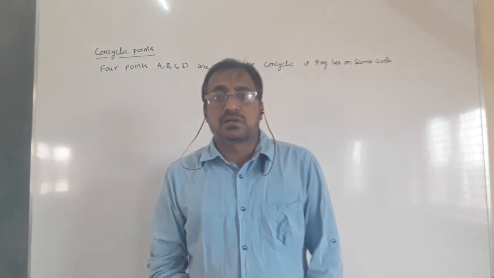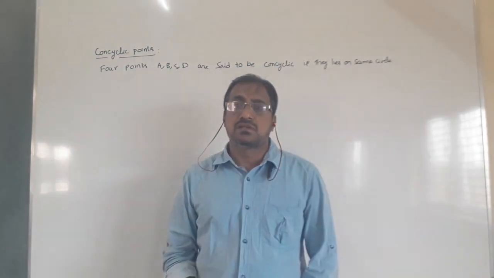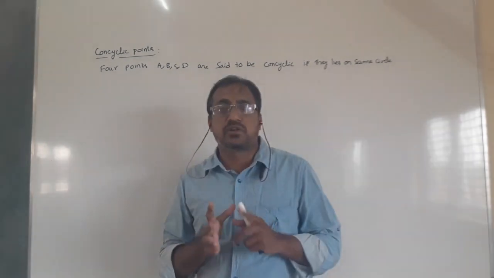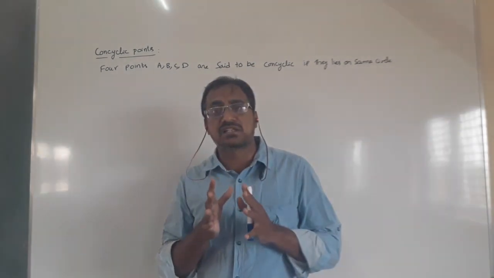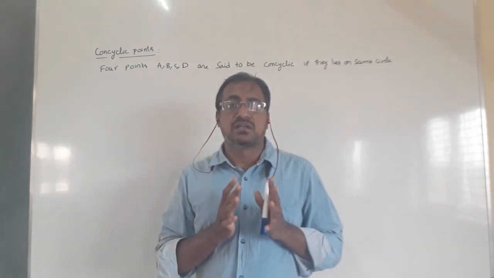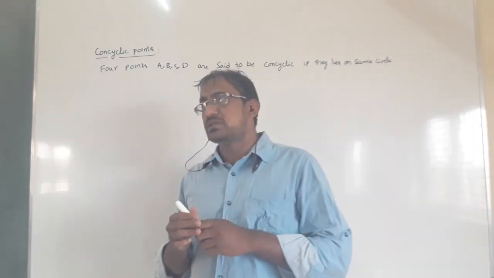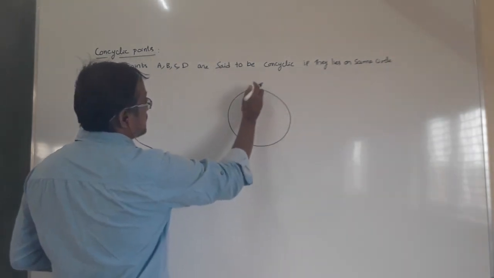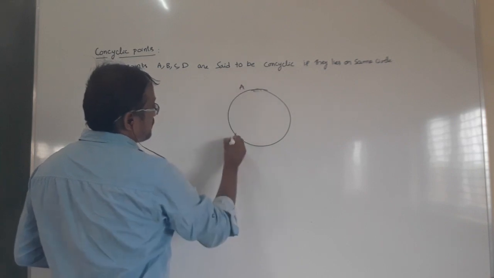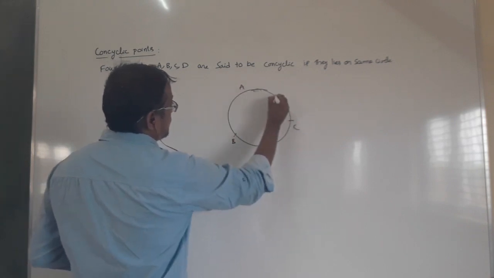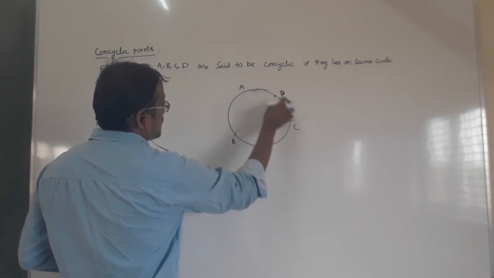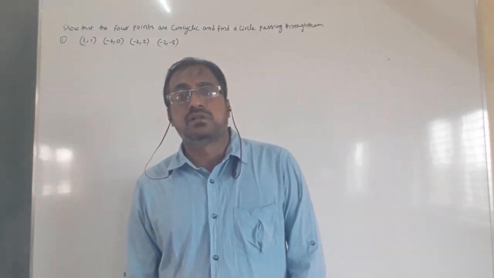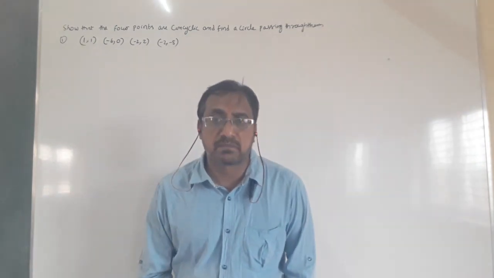Next, another important concept, concyclic points. 4 points A, B, C, D are said to be concyclic if they lie on the same circle. That is the concept. If 4 points are concyclic, they have to lie on the same circle. So you can see these type of points. Clearly you can see the 4 points lie on the circle. This is a very important model. They will ask you as a 7 marks question.